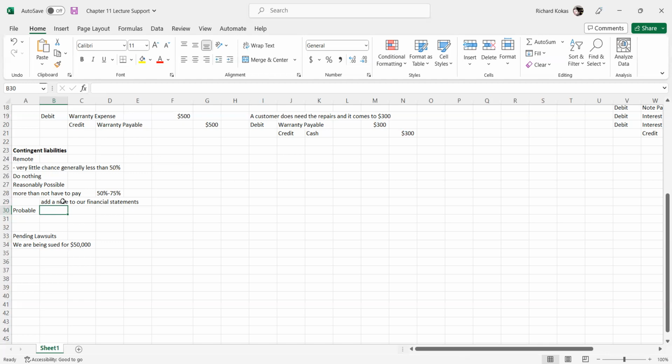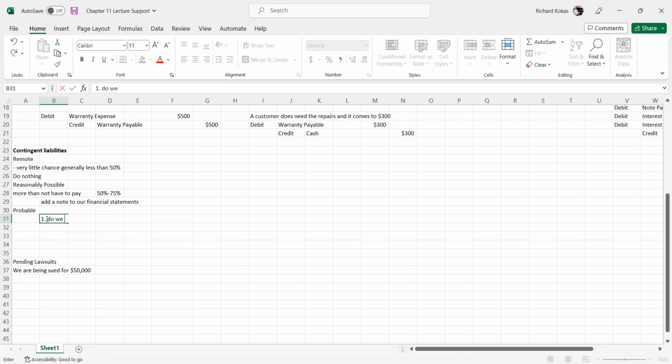Now, let's say probable. So probable is, yeah, okay, this is happening. We know it's going to happen. We know we screwed up. We know we're being sued. It's going to happen. There's two little subcategories for probable. The first one is, all right, if it is probable, do we know the amount for sure? Because sometimes the amount's uncertain. So what I should say is, is the amount certain?